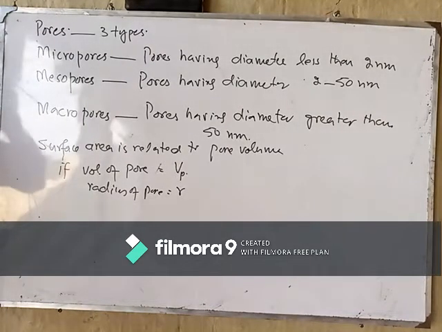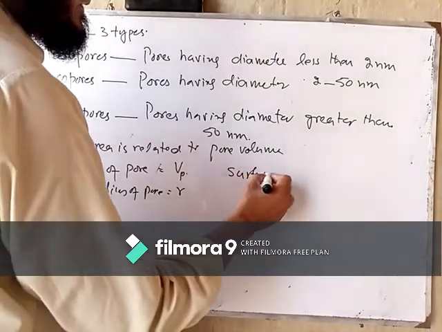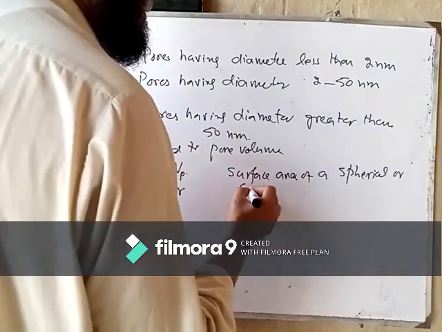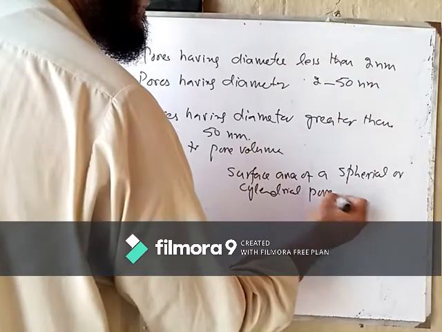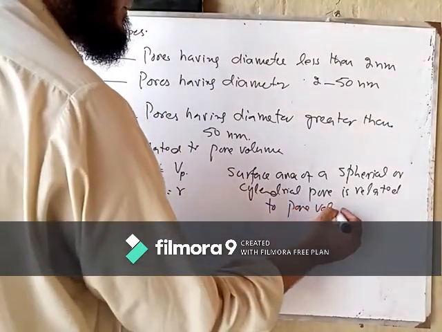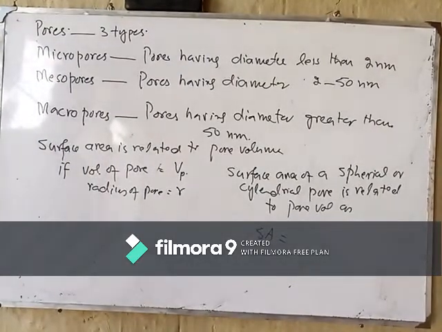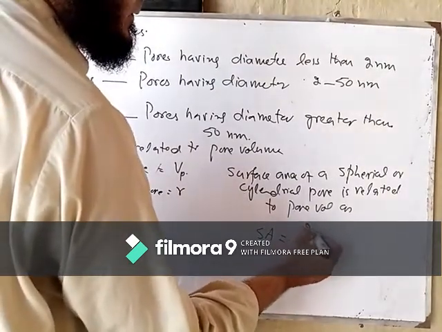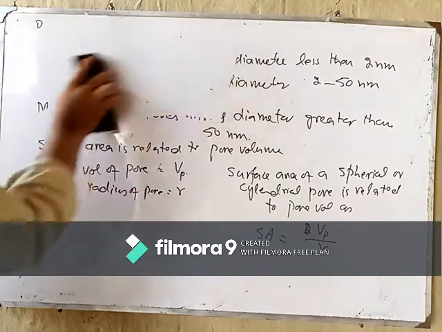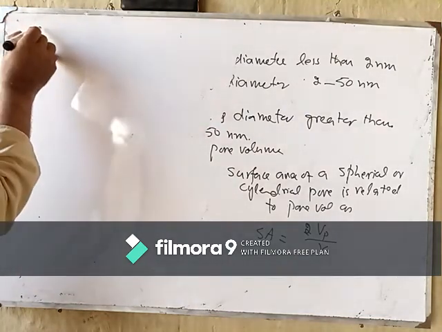surface area for a cylindrical pore is related to pore volume as 2 Vp divided by R, where Vp is the volume of the pore and R is the radius of the pore. ये किस तरह रिलेटेड हैं? स्फेरिकल पोर या सिलेंड्रिकल, ये इस तरह है.